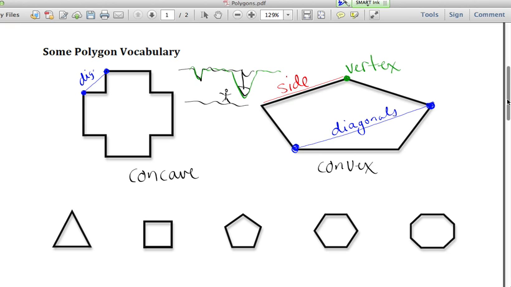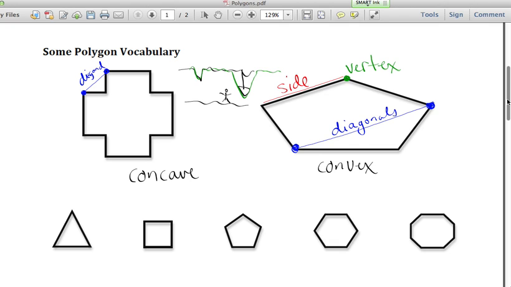So here's a diagonal that is actually outside of our polygon. Therefore, it is concave. Whereas on the convex one, all the diagonals will remain inside of the polygon. So a little bit of vocabulary there that, again, you'll never be tested on vocabulary for the sake of vocabulary, but as you see it in the context of problems, you'll have to be familiar with it.